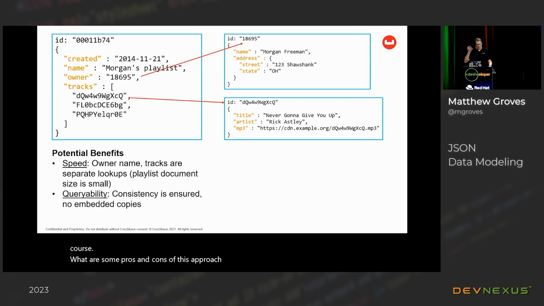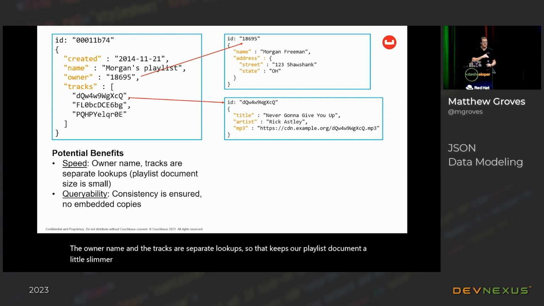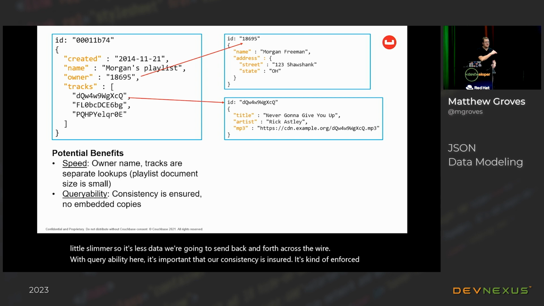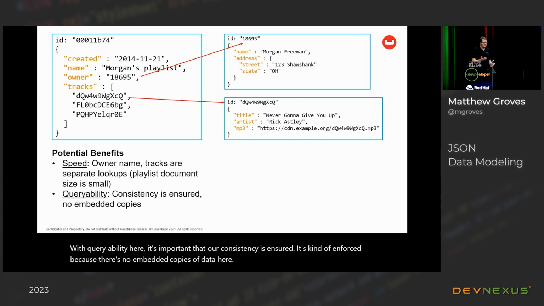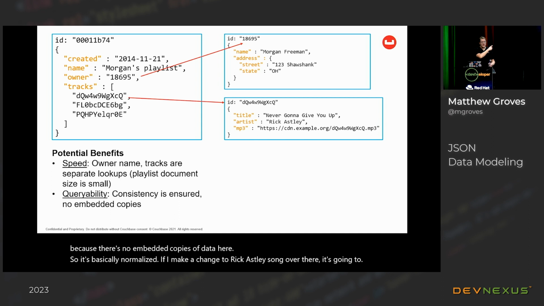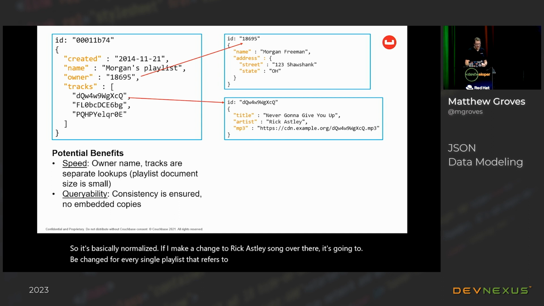So a potential benefit in the area of speed is that the owner name and the tracks are separate lookups. That keeps our playlist document a little slimmer, so it's less data we're going to send back and forth across the wire. With queryability here, it's important that our consistency is ensured. It's kind of enforced because there are no embedded copies of data here. So it's basically normalized. If I make a change to Rick Astley's song over there, it's going to be changed for every single playlist that refers to that song. And if Morgan Freeman changes his name, it'll be changed for every playlist that he owns.